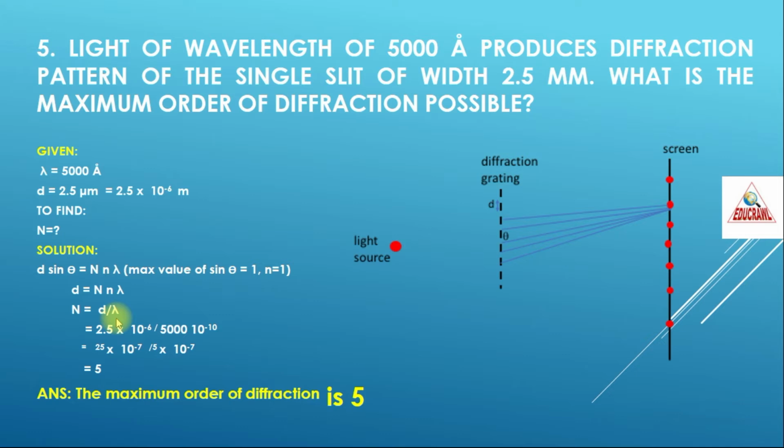The d value and lambda value are given in the data as 2.5 into 10 power minus 6 and 5000 Armstrong. Substituting in this equation, you get 2.5 into 10 power minus 6 the whole divided by 5000 into 10 power minus 10. Hence you get 25 into 10 power minus 7 divided by 5 into 10 power minus 7, which is nothing but 5. Hence, the maximum order of diffraction is 5.